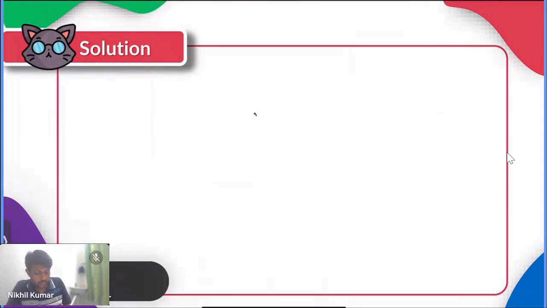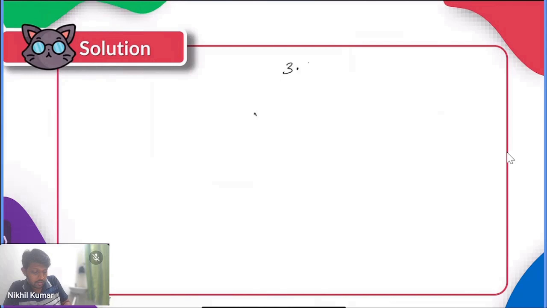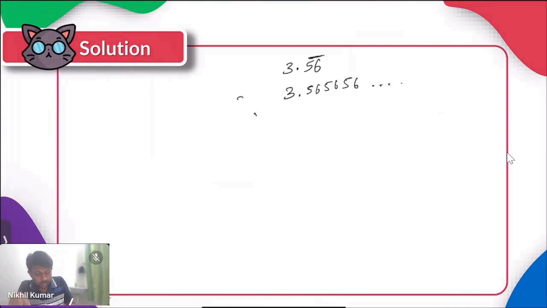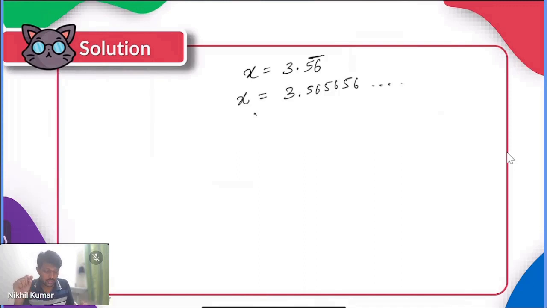A simpler question. So something like 3.56 with the bar on this. Okay. Now, if we write this, it's going to be 3.565656 dot dot dot like that, right? Yes, sir. Let me call this as x. Same thing as calling this as x.